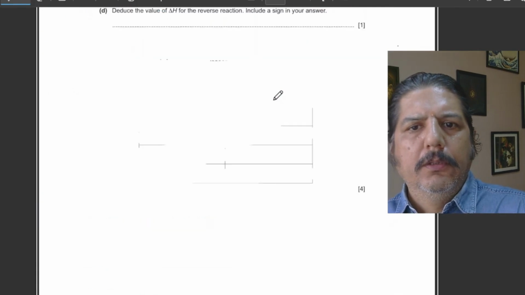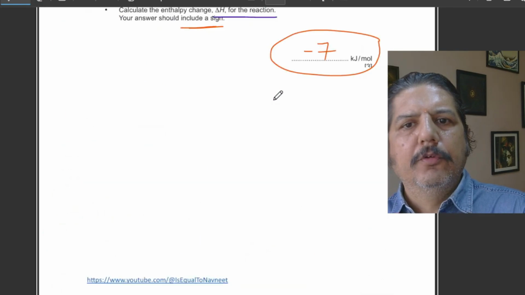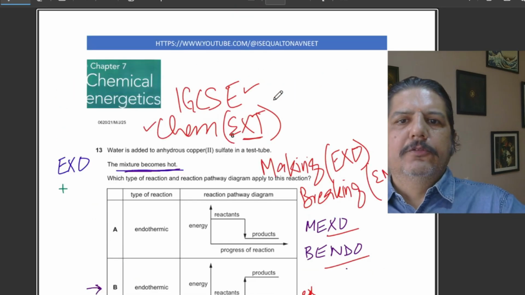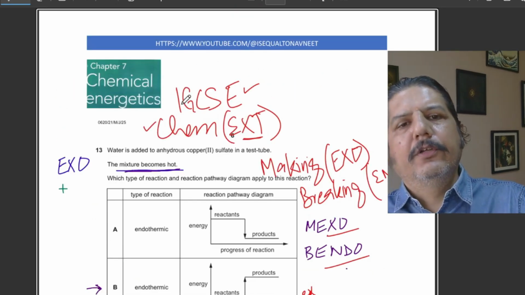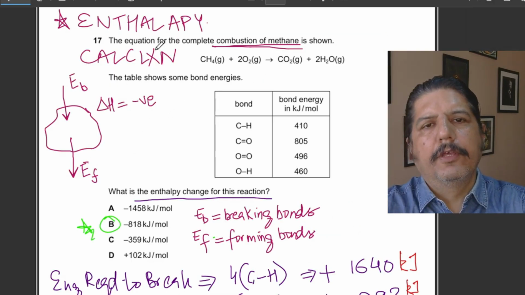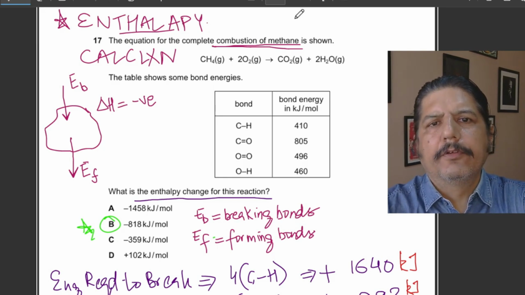So these are the MCQs which were asked, the graph-based MCQs which will be asked. And now I'll start with the numerical parts which are usually asked in chemical energetics. A question where we have to calculate the enthalpy change in a reaction. This is from the chemical energetics chapter.